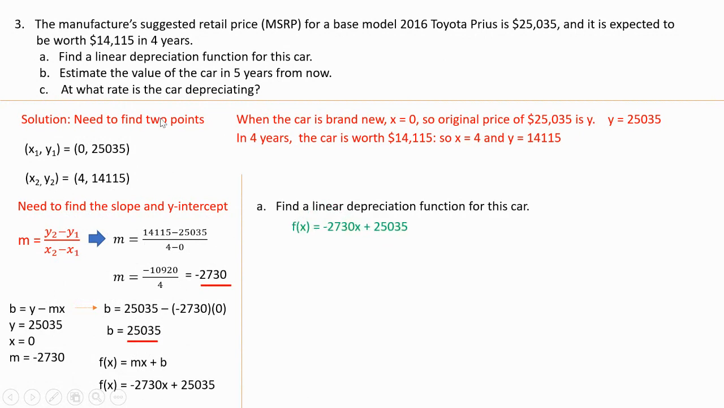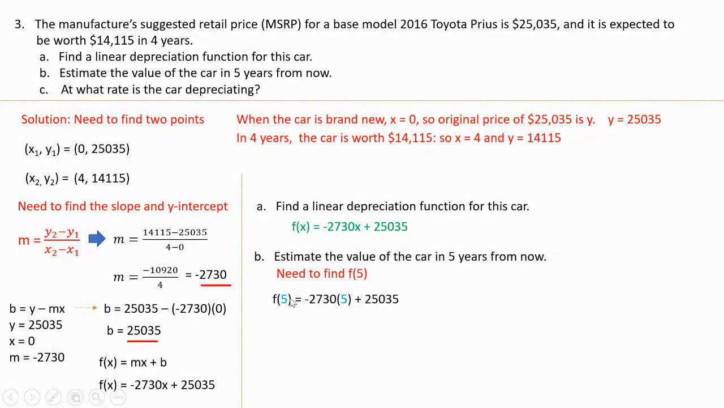Okay. Now for B, estimate the value of the car in 5 years. So after you get the function, you can estimate it in 5 years, 6 years, 7 years, 8 years, 9 years, whenever you want. So here they wanted to use it in 5 years. So for 5 years, we're going to find f of 5. All we do is plug in 5 on the original. So in 5 years, this is how much the car is going to be worth. You see it's going down. The car will be worth $11,385 in 5 years.